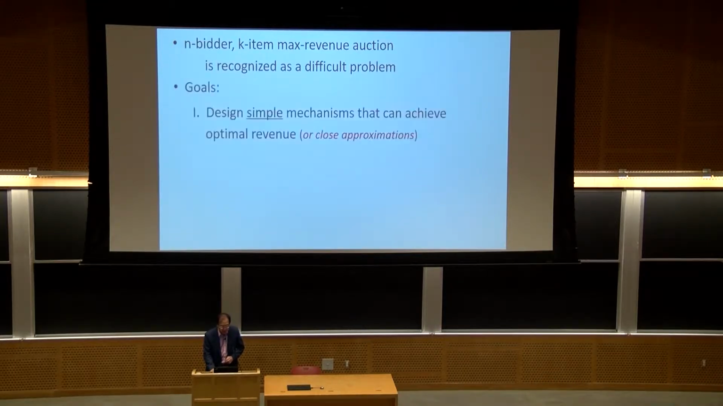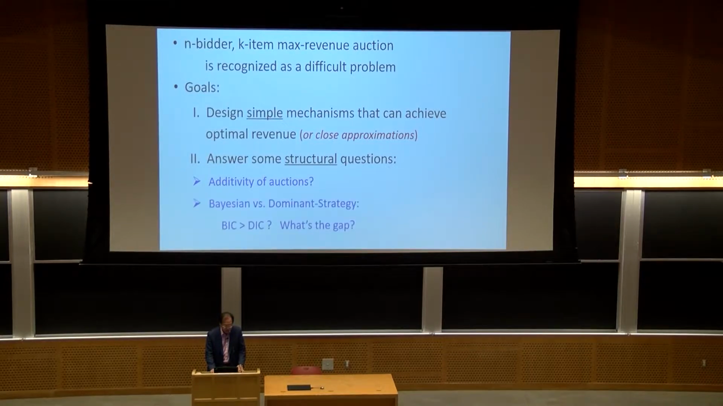the problem becomes much more difficult, and so there's a lot of work done on this subject in recent years. And generally, the goals are first to try to design simple mechanisms that can achieve optimal revenue or close approximate optimal revenue, and also hopefully we can answer some of the structural questions concerning the theory of multi-item auctions. For example, when you have several auctions, is it better to do them simultaneously, combine them together to get more revenue, or is it okay to do them separately?